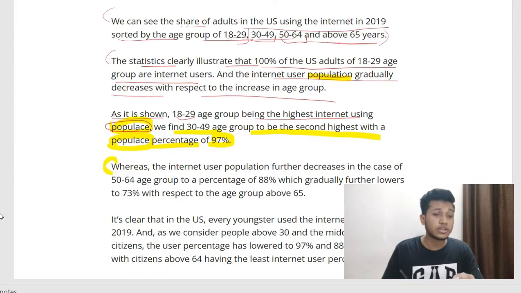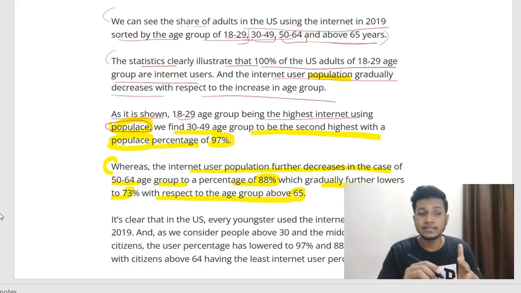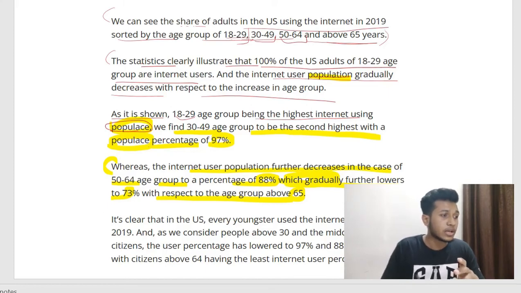Now let's move on to the third and the fourth one. Whereas the internet usage further decreases in the case of the 50 to 64 age group at a percentage of 88, which gradually further lowers to 73 with respect to the age group above 65. See, here I have linked 2 different sentences using 'which gradually further'. Gradually is a linking word I used.